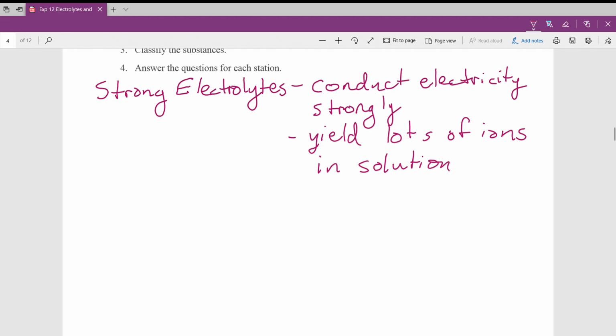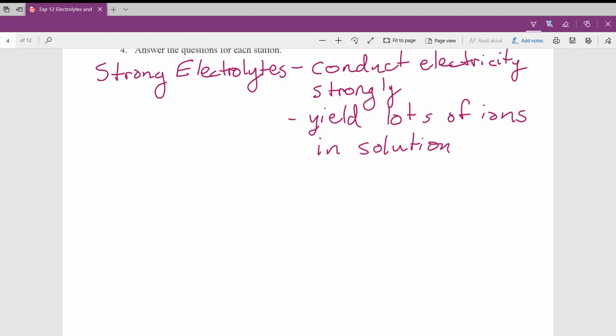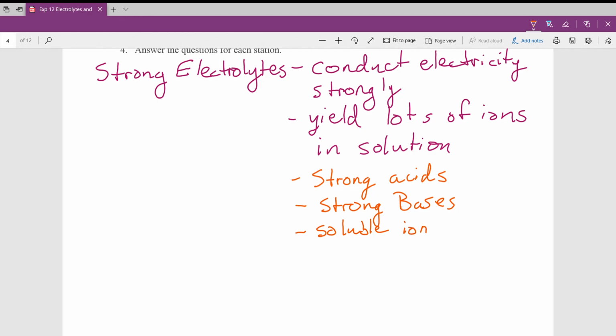So strong electrolytes give you lots of ions, and they come in a few different classes. So let me tell you what are strong electrolytes. First of all, we have strong acids, strong bases, and there's a list of strong acids and strong bases in the lab manual. It's on page 139, so you can just go ahead and look at that. And then soluble ionic compounds. Soluble ionic compounds.